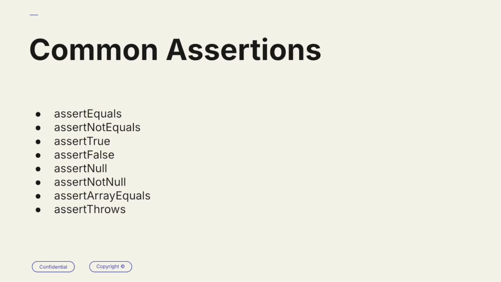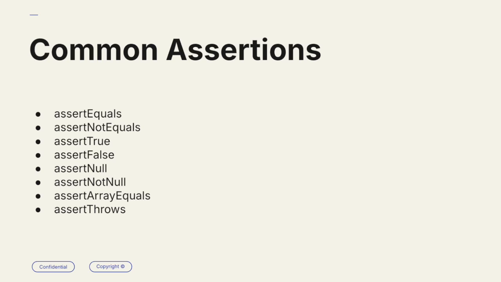Assertions are the heart of unit testing, as they allow you to verify that the actual output from your code matches your expectations. JUnit 5 has a variety of assertions that cater to different testing needs. So let's explore some of the most commonly used ones.